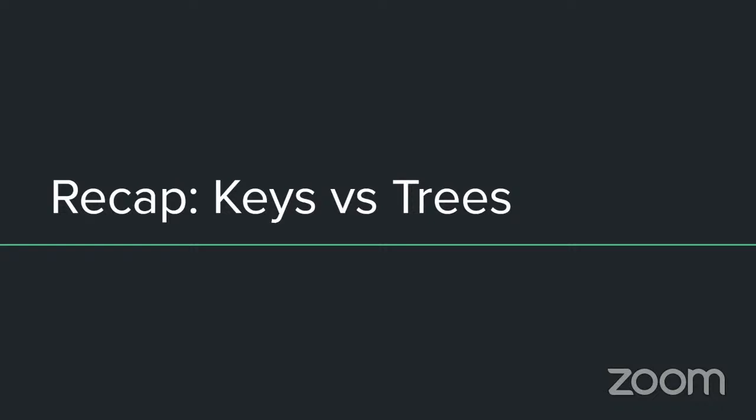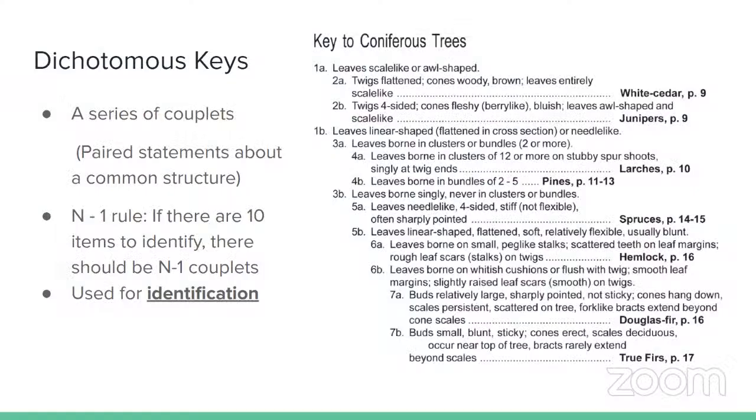So I want to make sure that we do a little recap on the difference between a dichotomous key and a phylogenetic tree, which were the two types of systems of thinking about plants that we were trying to model in our activities last week. Okay. So when we're talking about our dichotomous keys and our phylogenetic trees, the dichotomous keys you should have been using in this booklet on Thursday.